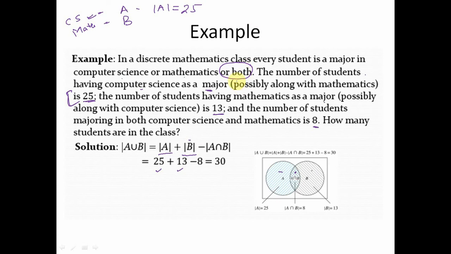So there are students who have both the majors, and the question also gives us the number of these students, both computer science and mathematics. This is the set of students which have both the majors. So A intersection B is 8. I simply apply the principle of inclusion and exclusion: 25 plus 13 minus 8 is equal to 30. This gives me the strength of the entire class, A union B. This is the strength of the class.